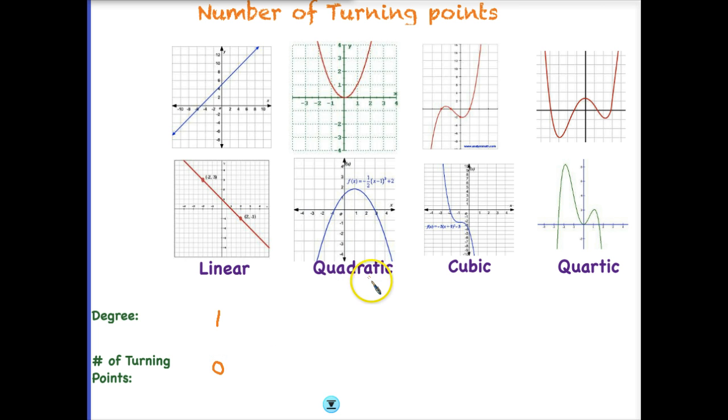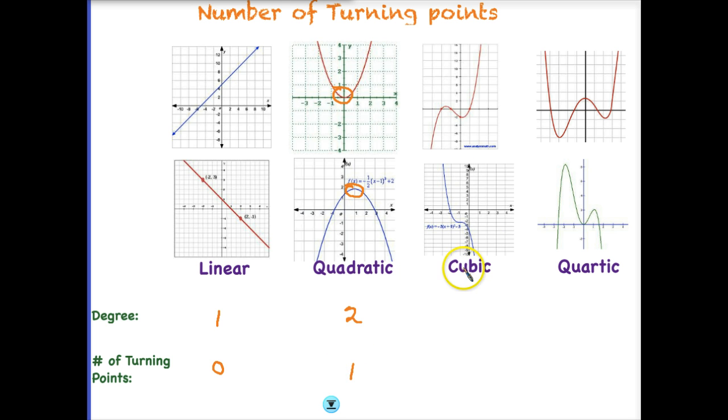Now let's look at a quadratic. We know that a quadratic has a degree of 2. We just looked at that. Now let's look at turning points. We only have 1. Right here is a turning point. And on this one, right here. So our graph may open up or open down, but we still only have 1 turning point.